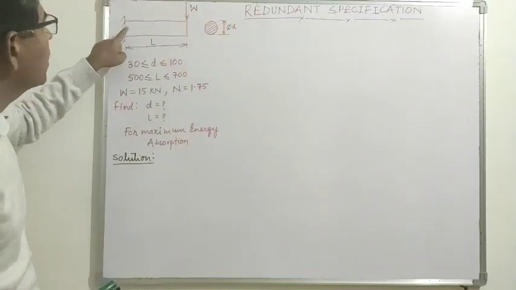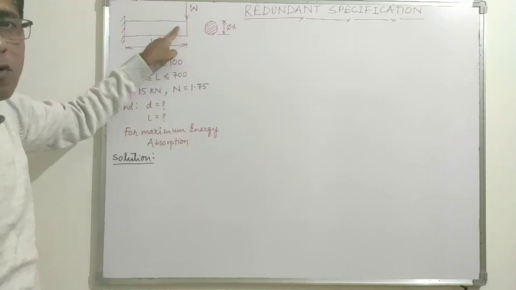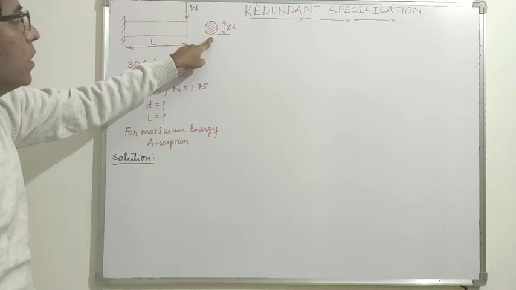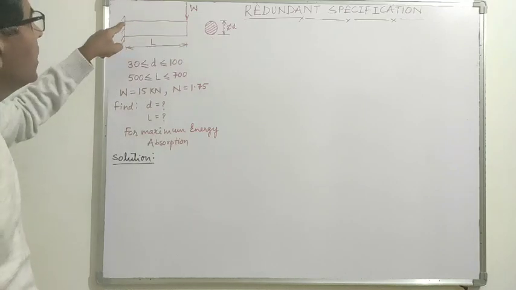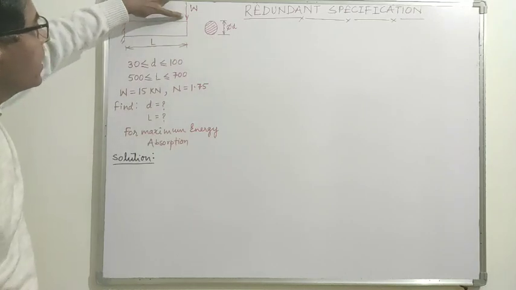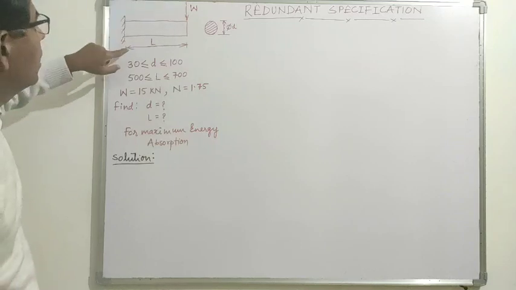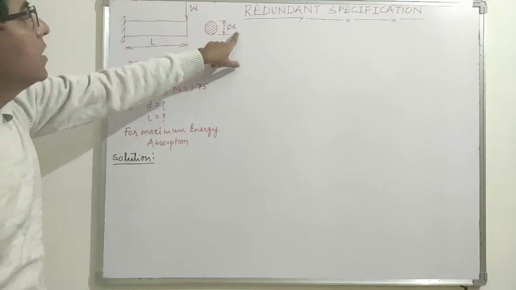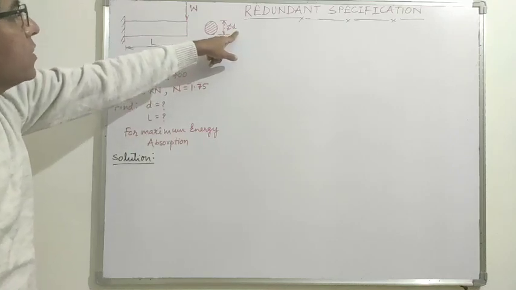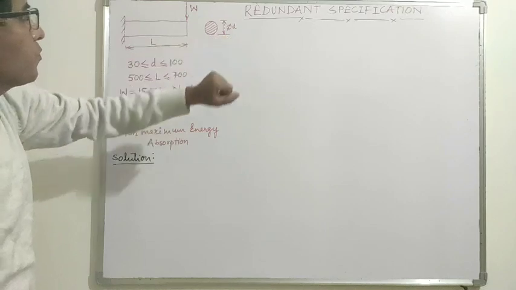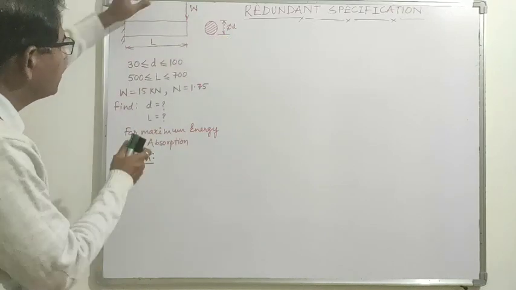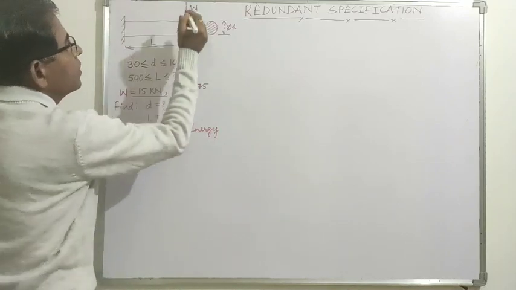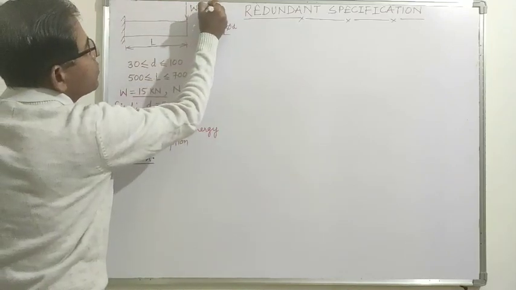This is a cantilever beam or cantilever shaft, whose cross-sectional area is circular. So this is the cantilever shaft. Then one force is acting at its free end. The length of the shaft is denoted by capital L. The diameter of the shaft is denoted by small d. The value of this force is given as 15 kilonewton.